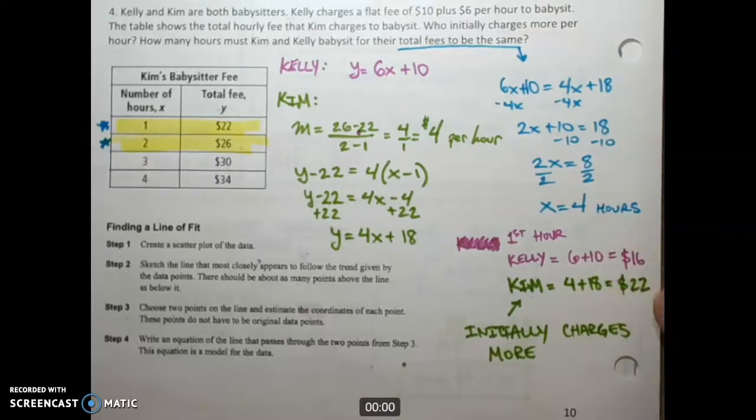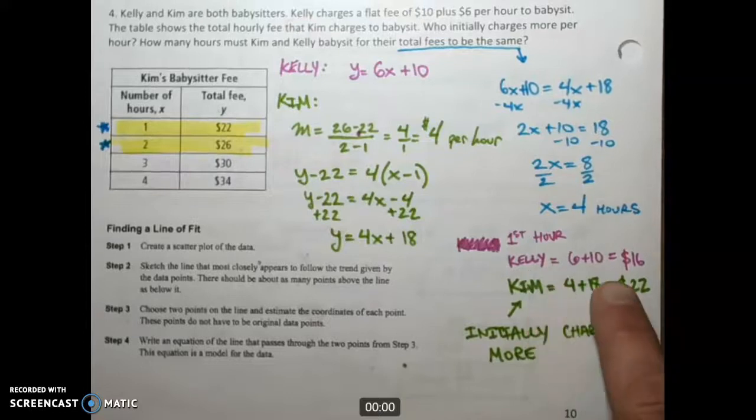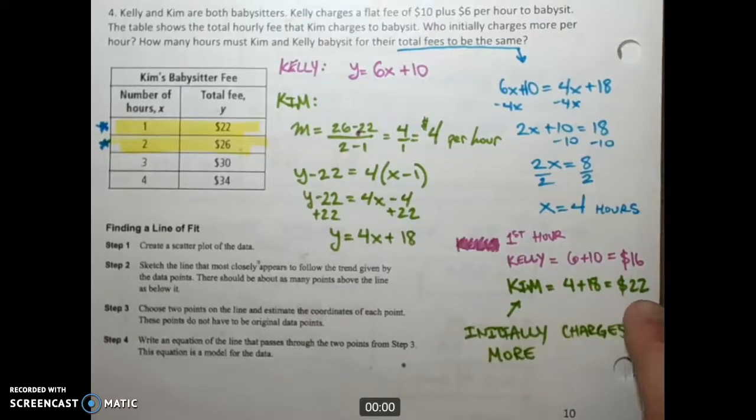If you put the 4 hours in both of those, they would be the exact same. Kelly at 1 hour would cost $16. Kim at 1 hour would cost $22. So for the initial cost, Kim would be more. Alright. Please feel free to look at that longer if you like. I'm going to go ahead and flip the page, so pause if you need to look at that longer.